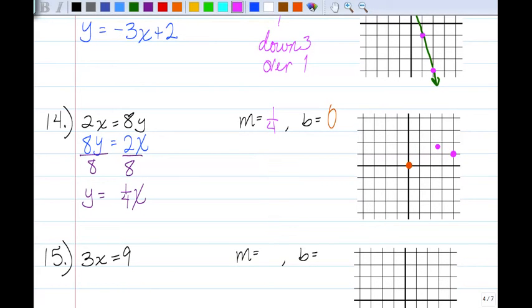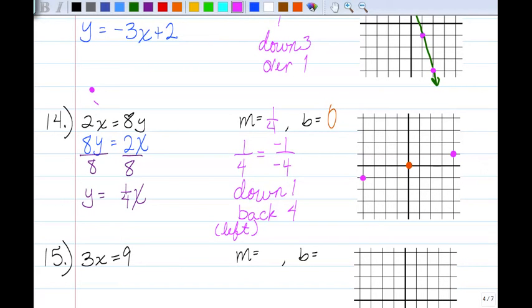Now I don't have enough room to go up 1/4 again. However, if I want to still get another point, well, positive 1 over positive 4 is actually the same thing as negative 1 over negative 4. So what I could also do is go down 1 and then backwards 4. So in other words, to the left. When we go over, we go to the right, but when we go backwards, we go to the left. So I could go down 1 and left 4 to get another point.